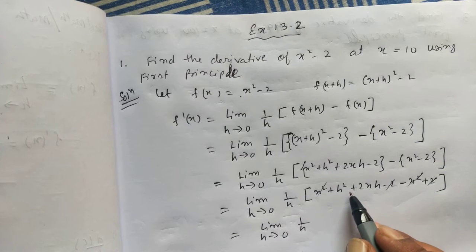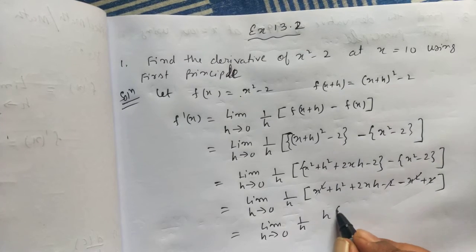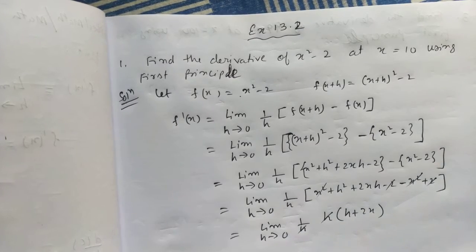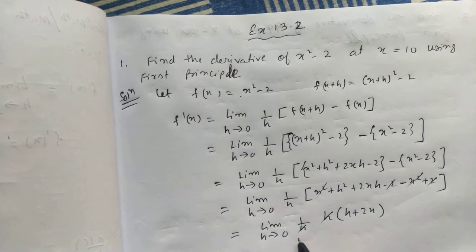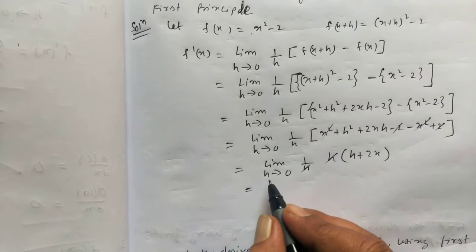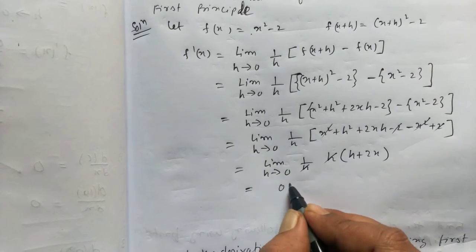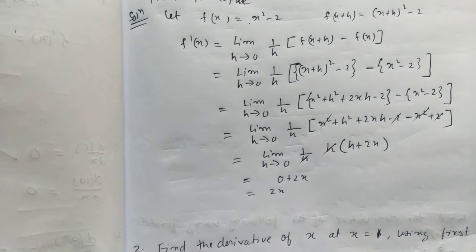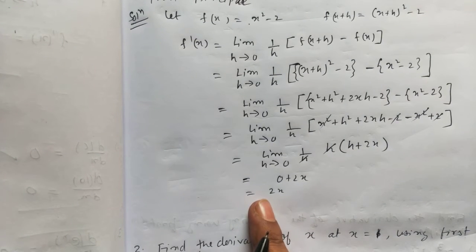what is common here? h is common, so you are left with h plus 2x. You can cancel this. Now you can put the value. Since the denominator is no longer 0, you can put the value of h here. You will get 0 plus 2x, which is equal to 2x. So f dash x, you got 2x.